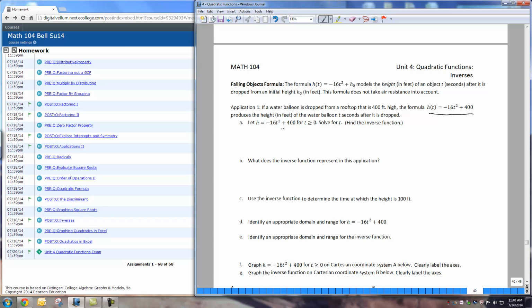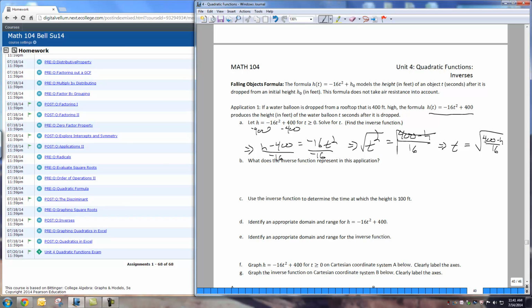So I'm going to solve this function for t. First thing I do is subtract 400 from both sides. That implies that h minus 400 equals negative 16t squared. Then I divide both sides by negative 16. That implies that t squared equals, now I'm going to move this negative up, so make h negative and make 400 positive, so it's 400 minus h over 16, because it's bad etiquette to write a negative in the denominator. Then I square root both sides. This implies that t equals the square root of 400 minus h over 16.